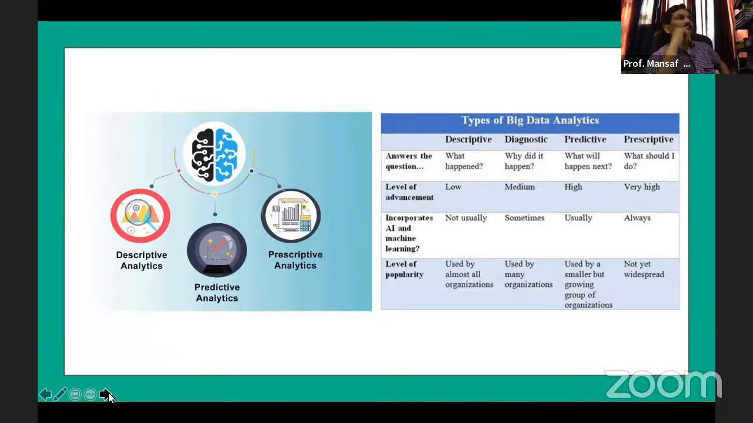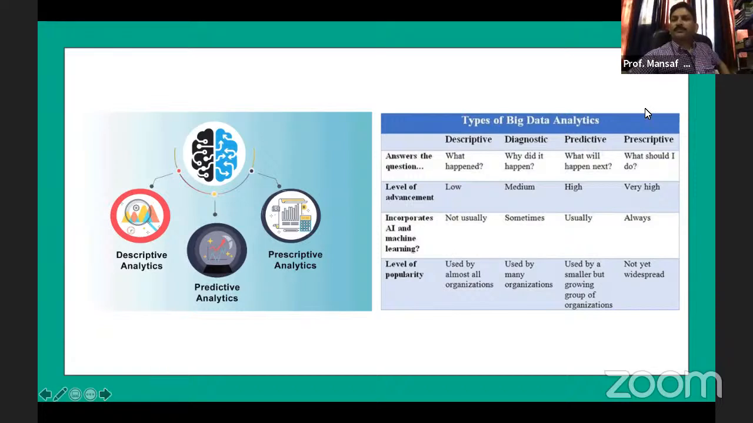The next type of big data analytics is predictive. If you want to get the answer from the data to what will happen next, then you have to use predictive big data analytics. The level of advancement is high. Incorporation of AI and machine learning: usually. Level of popularity: used by a smaller but growing group of organizations.